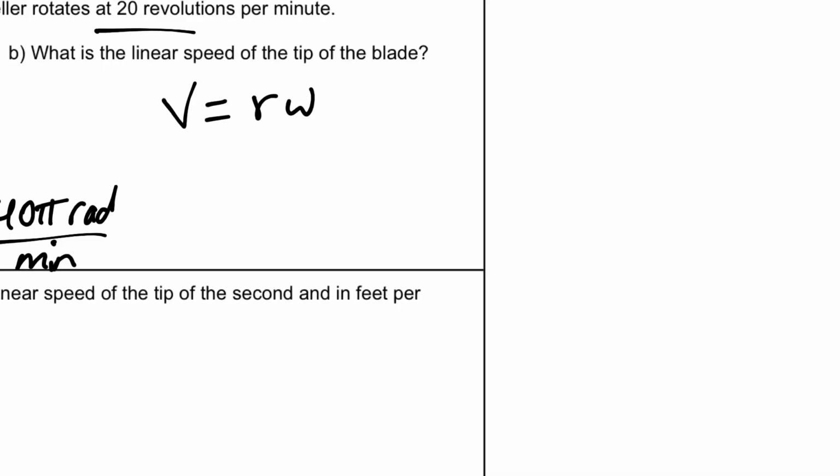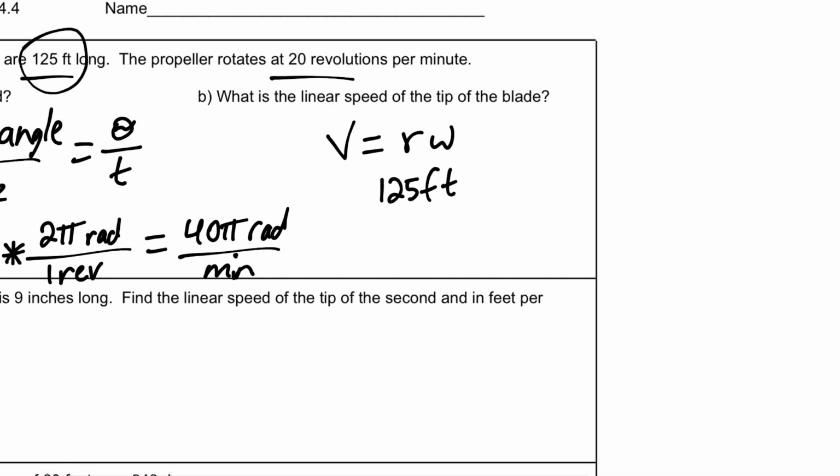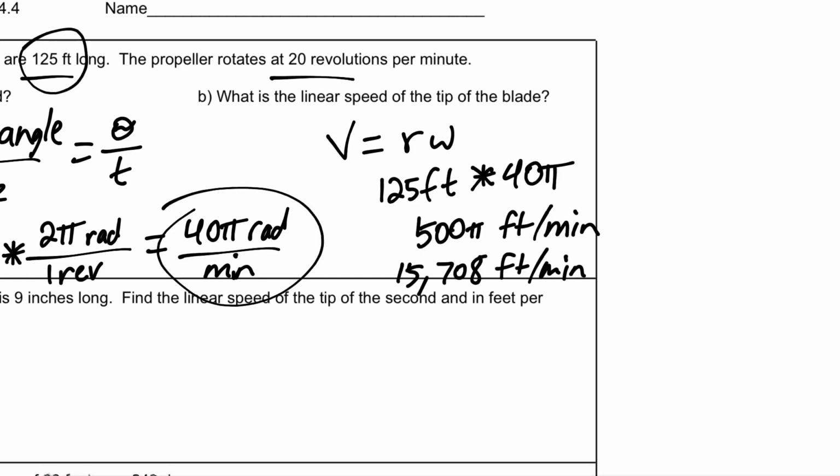To find the linear speed, the formula is the radius times the ω, or the angular speed that we just solved. So we're going to take the 125 feet and the 40π radians, and let's multiply them. And here's your answer in terms of pi, as well as the precise value.